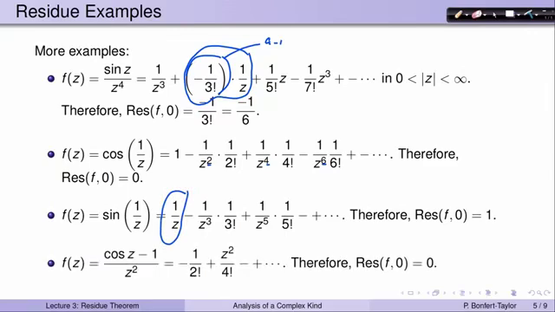Now remember the function cosine of z minus 1 over z squared. We notice that that function has a removable singularity at the origin, because when you look at the Laurent series expansion, there's no negative powers of z left. Therefore, again, there's no 1 over z term, and the residue of f at 0 equals 0.